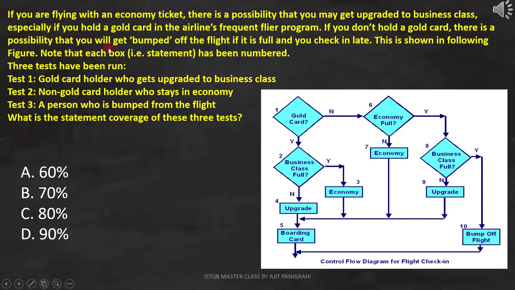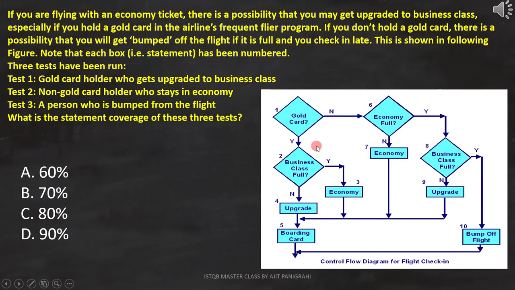Note that each box, or statement, has been numbered. Three tests have been run. Test 1: Gold card holder gets upgraded to business class. Test 2: Non-gold card holder who stays in economy. Test 3: A person who is bumped from the flight. What is the statement coverage of these three tests? And then these options are provided.